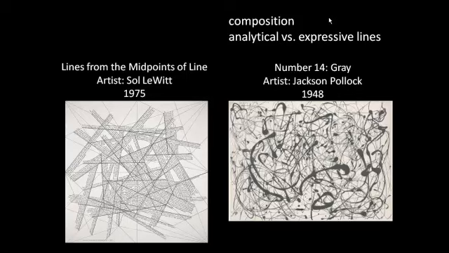Now, with our Jackson Pollock work, this is an example of an artwork that is using expressive lines, lines that curve every which way, that bend and twist and turn, different thicknesses, expression. The intent is to express.